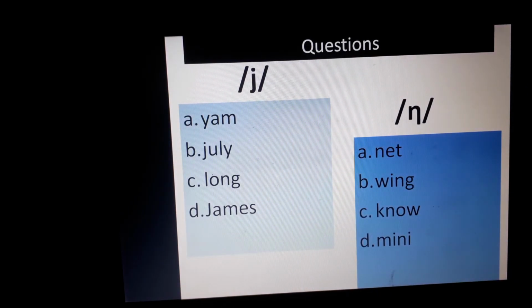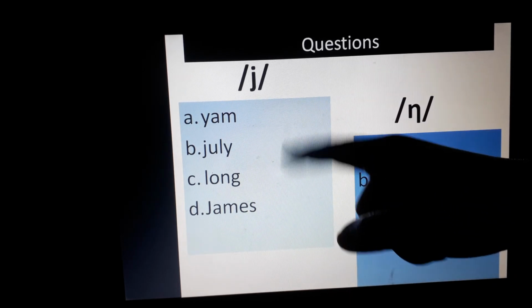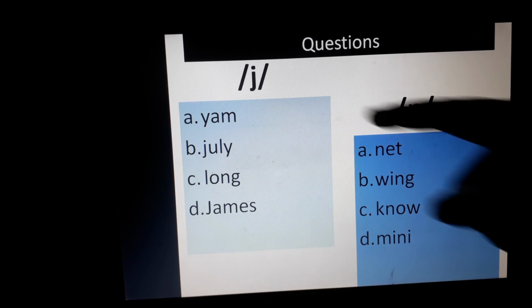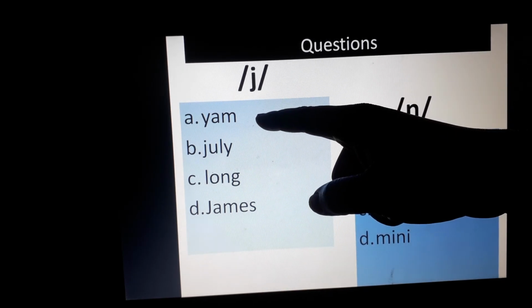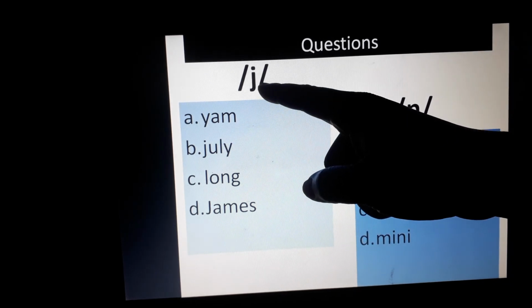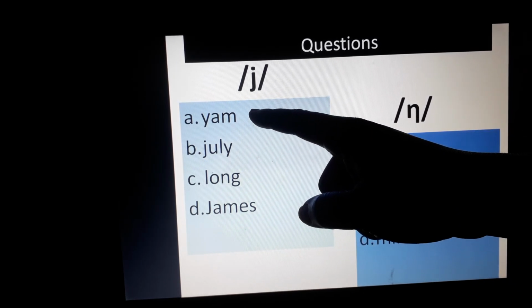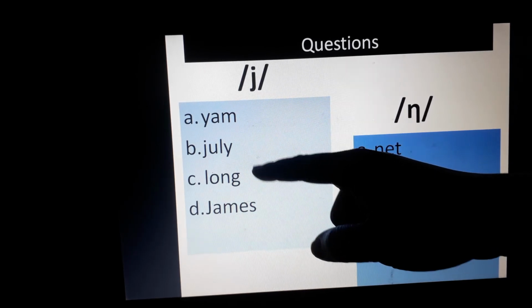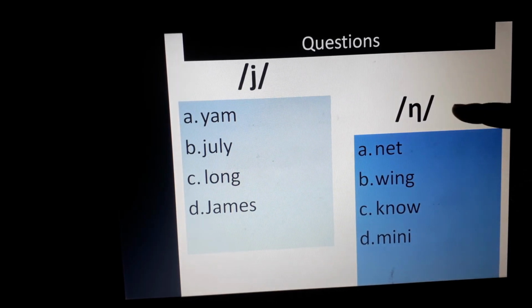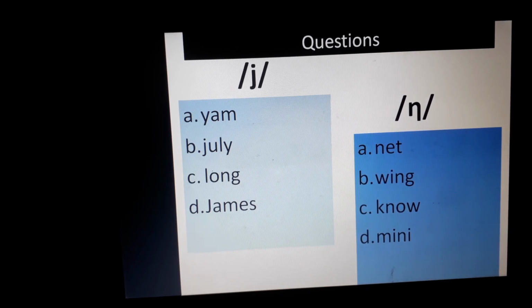Okay, so let's look at the exercise for this last part. What's likely to be our answer? Very good. Our answer would be yam. Even though this is letter Y, the sound we're looking for is the y sound, and we can only find it here. Yam. This is July, long, and James. How about here? What was the answer? Wing. Very good.